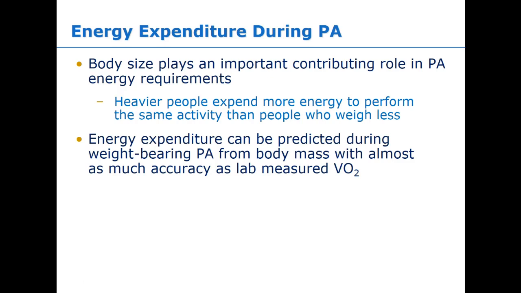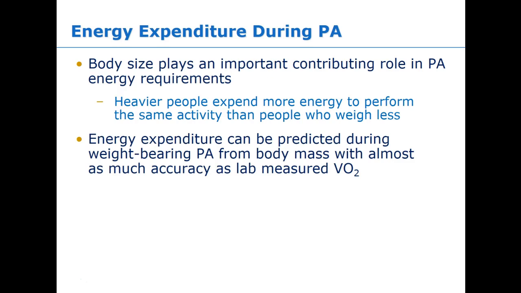When discussing energy expenditure during physical activity, your body size plays an important contributing role to the energy requirements of the activities. Heavier people typically spend more energy to perform the same activity than people who weigh less. So this is why you can have two people on a track. You can have a relatively active individual, doesn't have to be an elite level athlete, at the starting line with, let's say, an obese individual. And the obese individual will expend more energy to perform the same activity.